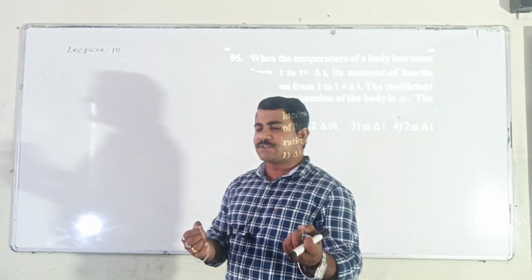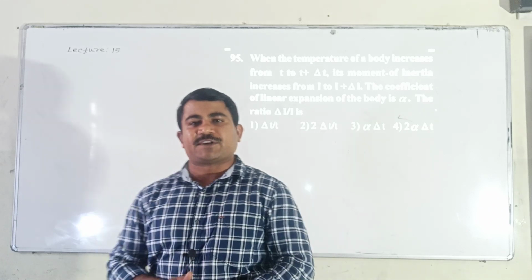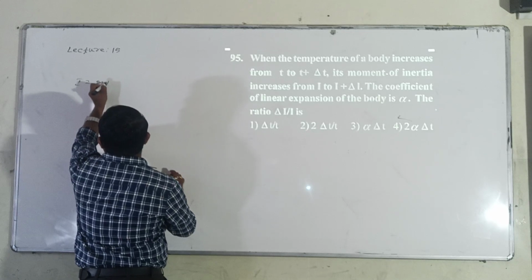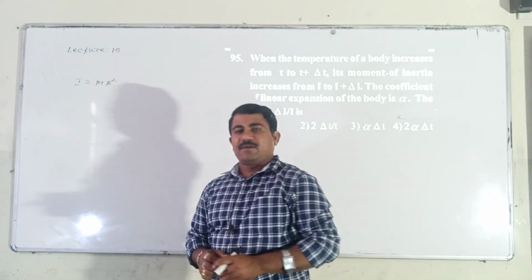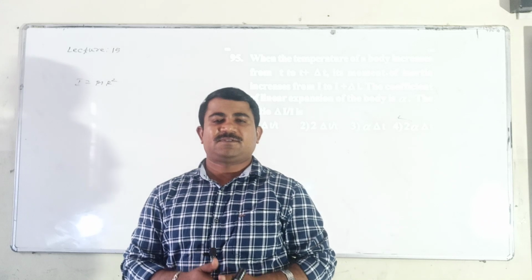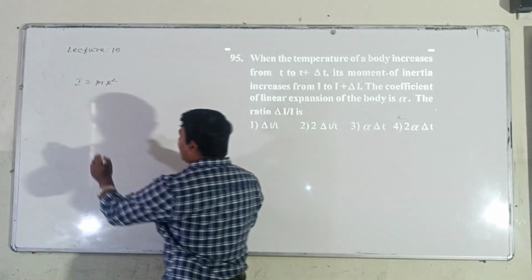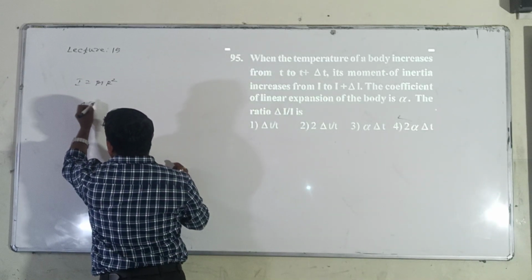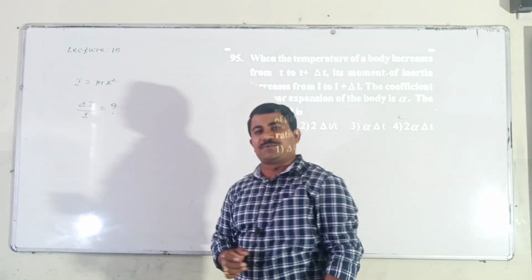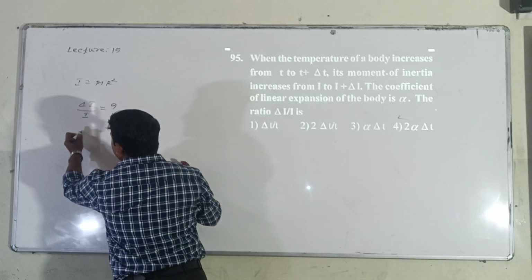Very simple question. Students, already we have learned the moment of inertia of the body in system of particles and rotational motion. See here, how is the moment of inertia given? I is equal to how much? mr square. When the temperature of the body changes, the moment of inertia also changes. Moment of inertia is concerned with area. I need the ratio of change in moment of inertia divided by initial moment of inertia.